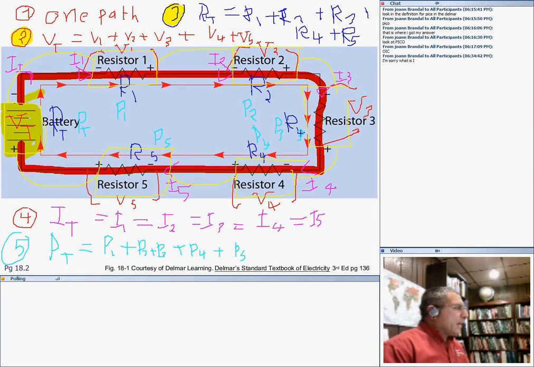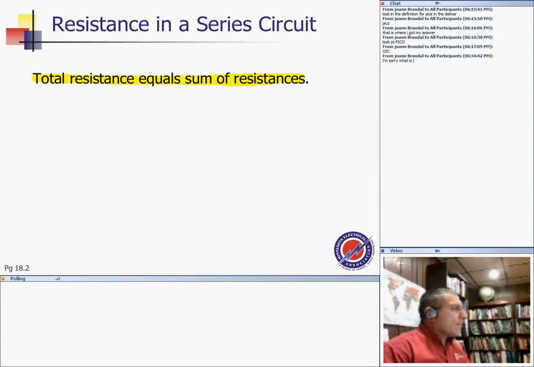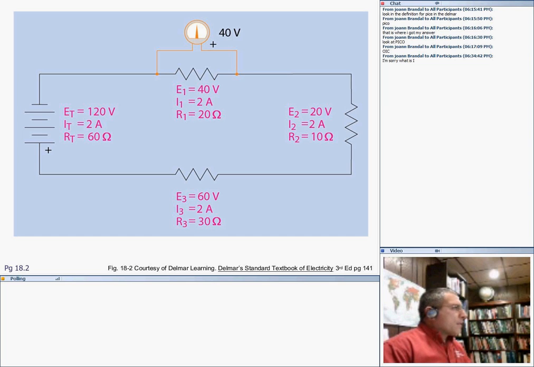Here's the current rule. These are rules 2, 3, and 4. The current stays the same. The voltage is the sum of the voltage drops across all the resistors, and the total resistance equals the sum of all resistors in the circuit. Here's a big example. Pay attention, guys, to how we power them, in and out, all the way to the source.